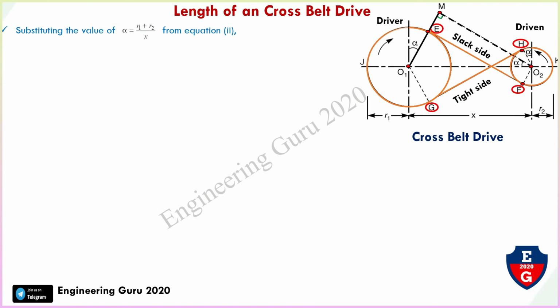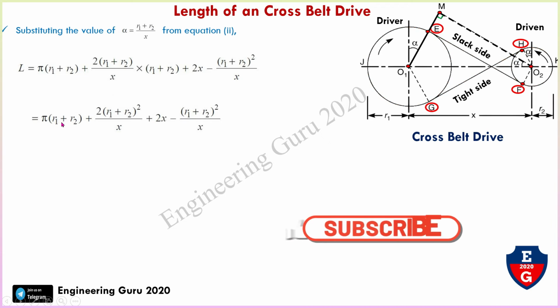Substituting the value of alpha equal to (r1 plus r2) divided by x from equation number 2. So put the alpha value. So this equation looks like L equal to pi (r1 plus r2) plus 2 (r1 plus r2) divided by x into (r1 plus r2) plus 2x minus (r1 plus r2) whole square divided by x. So we simply put this value of alpha.